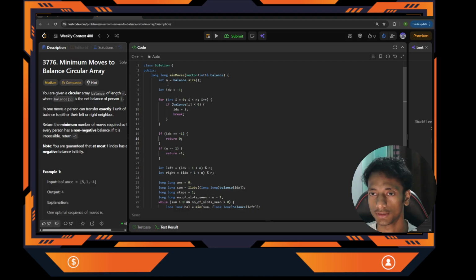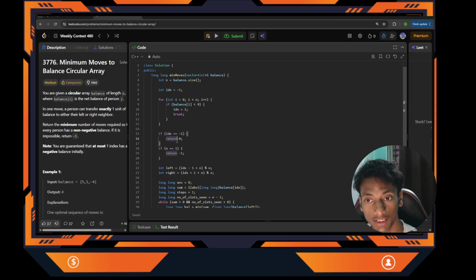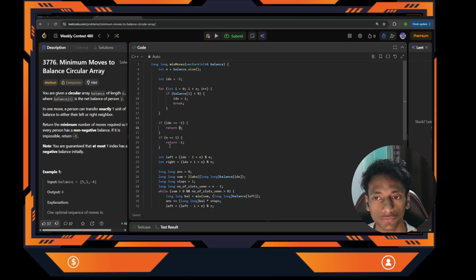So first of all, find out the input array length. Okay, so first of all find out the index of the negative balance. Initially it will be -1, and I'm iterating from 0 to n-1. If the current balance is less than 0, that will be the negative index, the index i, and break from here. So after checking all the balances, if we have still not found any negative balance, that means idx will still be -1, then return 0. Case 1, there is no negative balance, so at that time we don't need any transfer or any moves, so that's why return 0.